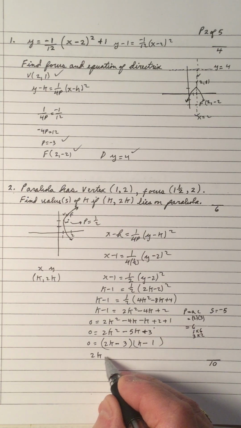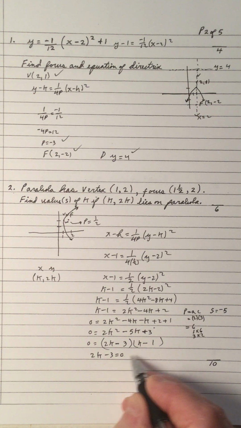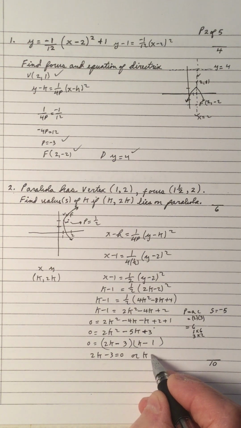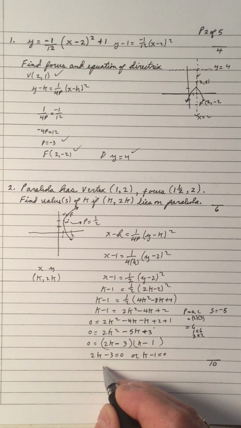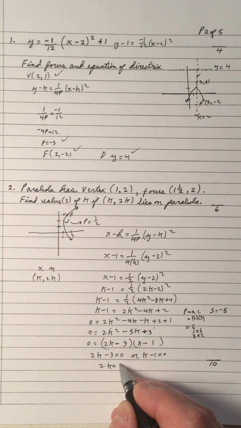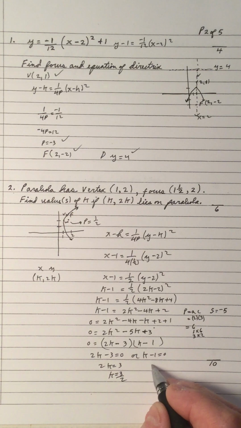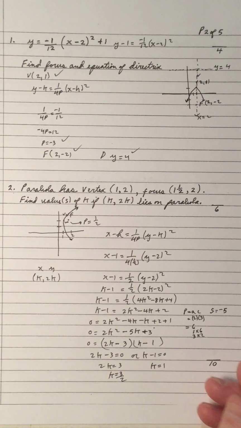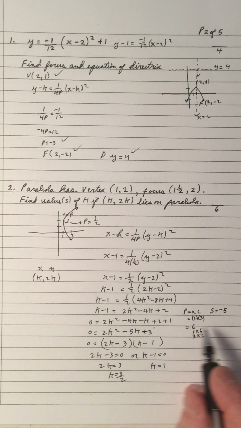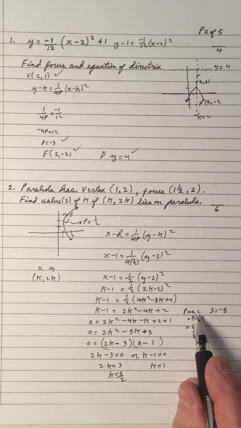So that means 2k minus 3 is equal to 0, or k minus 1 is equal to 0. 2k is equal to 3, so k is 3 over 2. And k is 1. So those are the values of k. And I was leading into this.